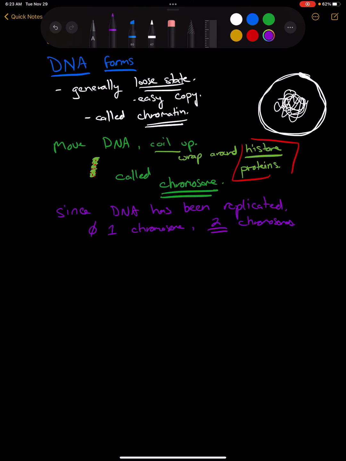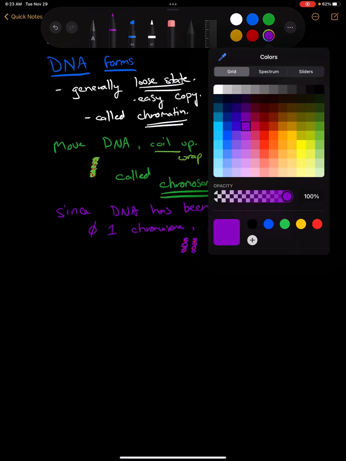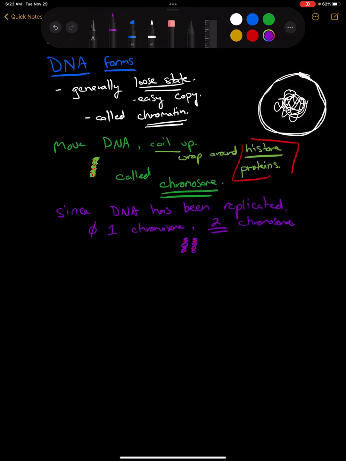Okay, I have 2 of these. If I look at it, instead of it being 1 stick, now I have 2 sticks because I made a copy of it. And here are my histone proteins there in the middle, right? So what's this guy's name? Well, if I've replicated my chromosome, this is now called a replicated chromosome, because that just means it's been doubled.